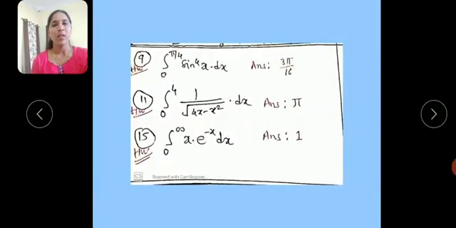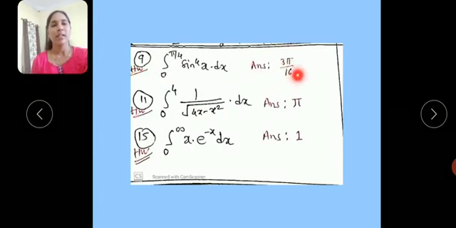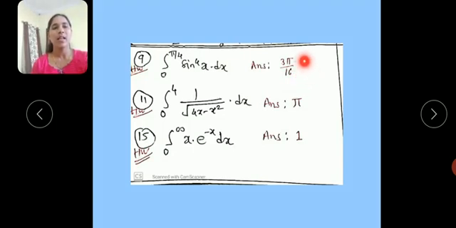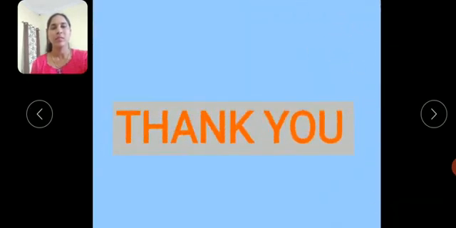Here example 11 is already solved. Example number 9, integration from 0 to pi by 4 of tan raised to 4 x dx, the answer is already given, 3 pi by 16, as homework. And example number 15, integration from 0 to infinity of x into e raised to minus x dx, the answer is given, 1. Here example number 9 and example number 15 are homework. Example number 11 is already solved. Thank you.